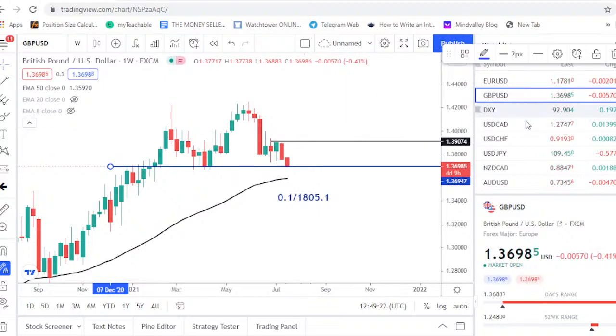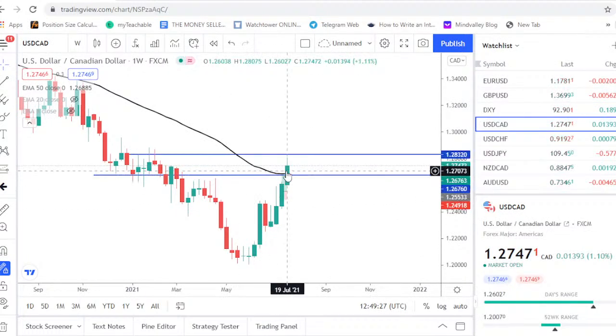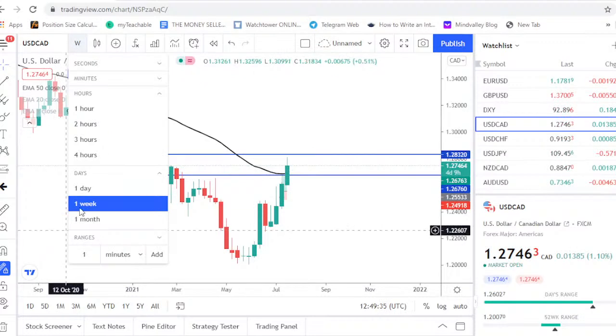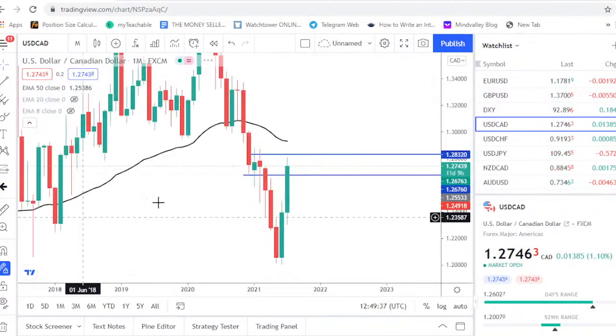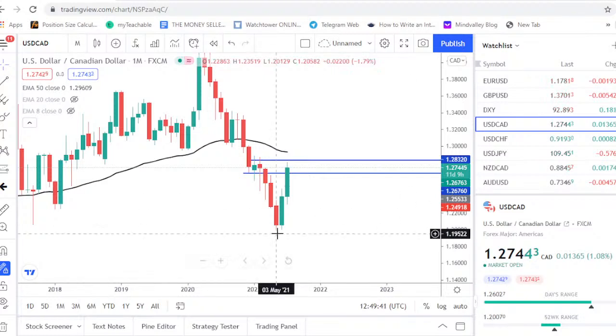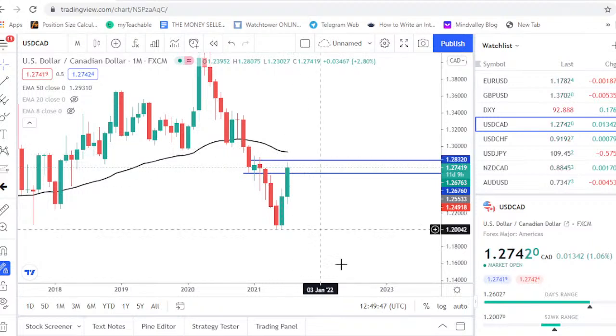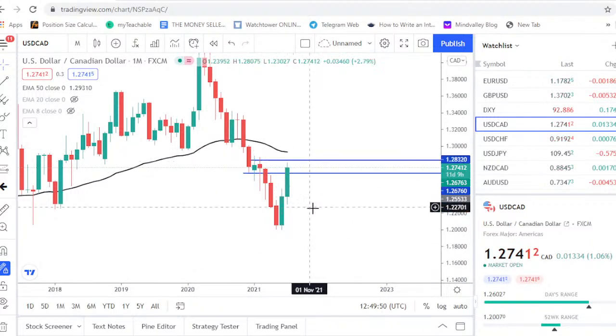So let's move on. We have USD Canadian dollar, and this is pushing up. We had the mini resistance somewhere up here, and the Swiss candle has pushed above it. Let's see it from the monthly time frame first. From the monthly time frame, it's also still pushing. However, you see that it is close to the 50 moving average, so it could get somewhere up there and then begin to push down.